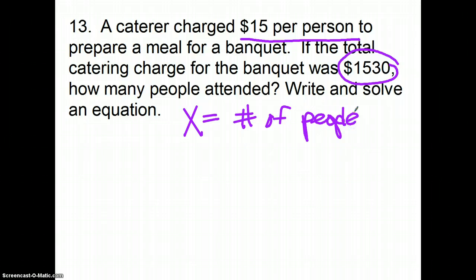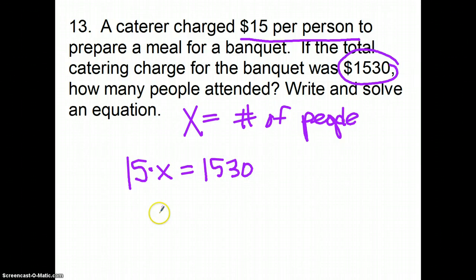And now I need to write my equation. So if it's $15 a person, I'm going to do 15 times x, because it's $15 per person, equals the total cost, which is $1,530. Okay, so that is the same thing as saying 15x equals $1,530. And then I can solve my 1-step equation.